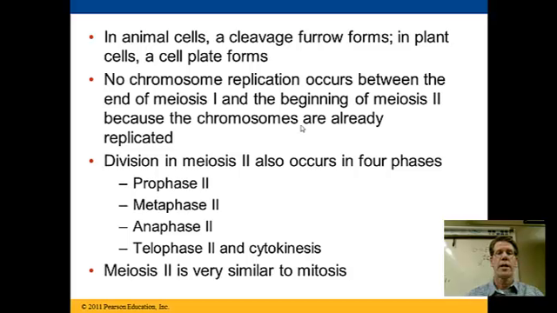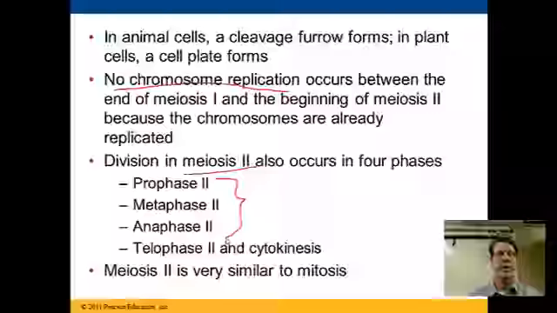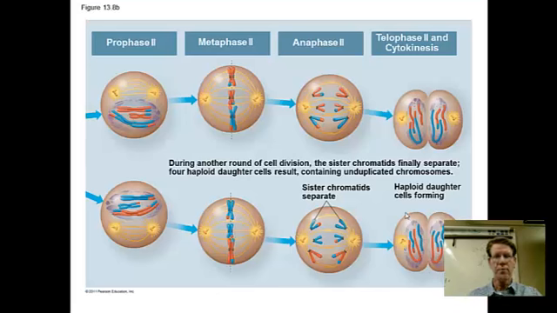So once we get cleavage to take place and the cell to split, we are going to skip interphase and jump right into the process of meiosis 2, which, like I said, takes us through the same phases that we were discussing earlier: prophase, metaphase, anaphase, telophase, very similar to mitosis. And now, once we get to the end, now is when we will form our haploid daughter cells.